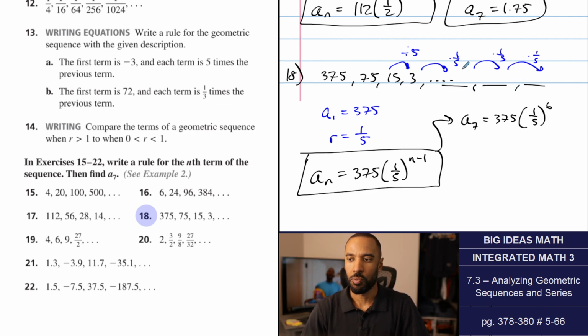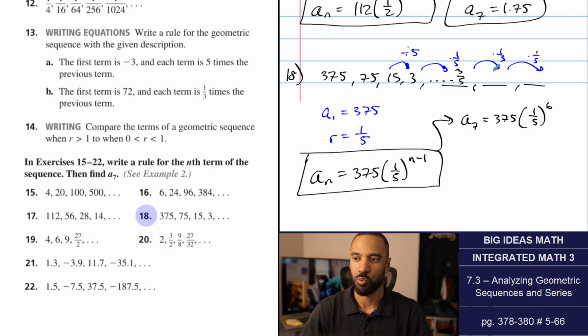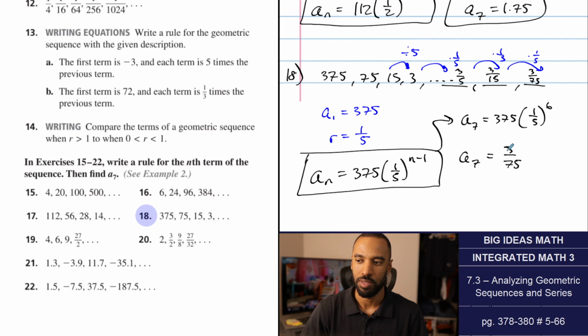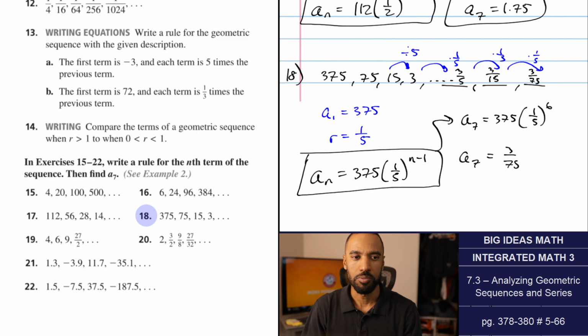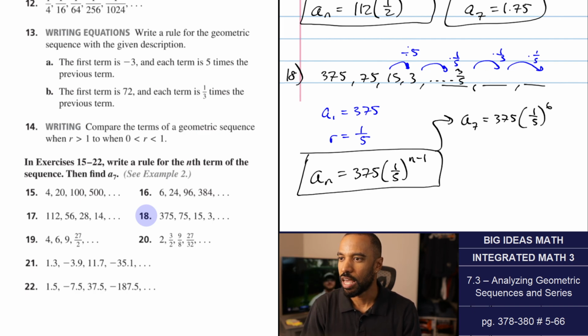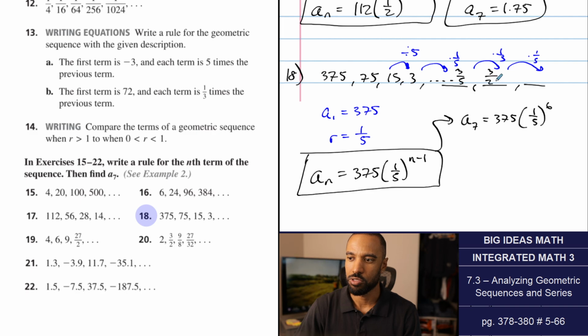I'm going to do it practically first, or recursively, by coming up with those next 3 terms right here, but using fraction form. 3 times 1/5 is 3/5. 3/5 times 1/5 is 3/25, and 3/25 times 1/5 is 3/125. Oh wait, I messed up. That's not good. I was typing the wrong numbers. That would be 3/25. My bad. I was like, why does this reduce now? So 3/125. There we go.